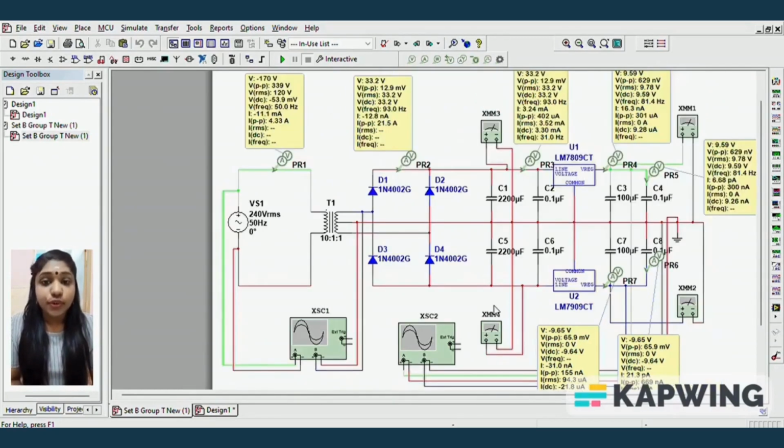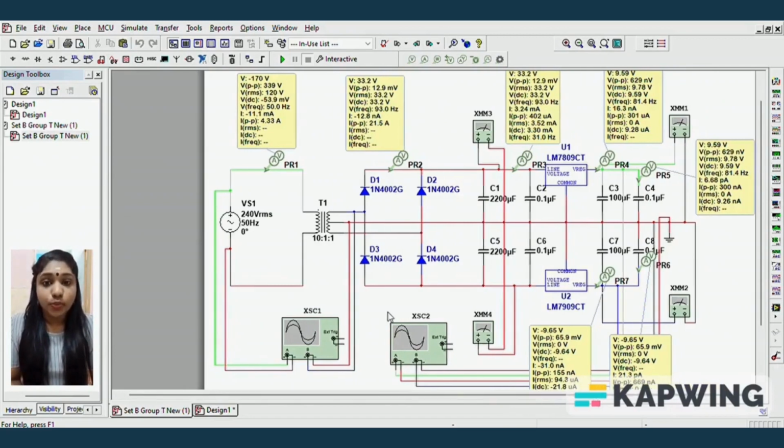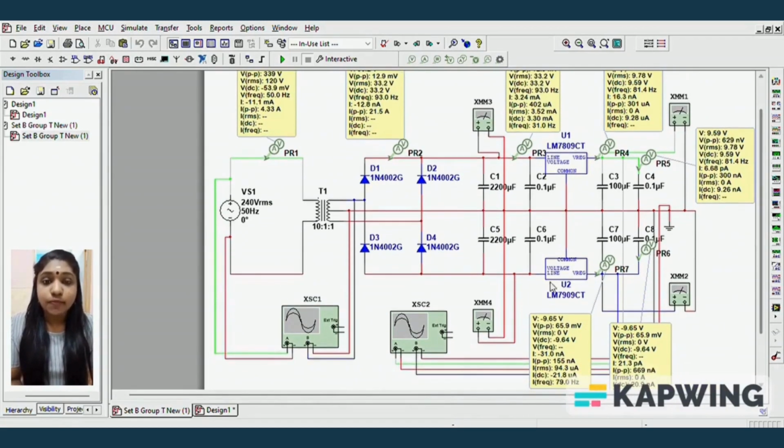The second oscilloscope is to measure the final DC output. The positive probe of channel A is connected near the PR4 and the negative probe is connected to the middle wire, that is the negative side. The positive probe of channel B is connected near the PR7 and the negative probe is connected to the same point where the negative probe of channel A was connected.